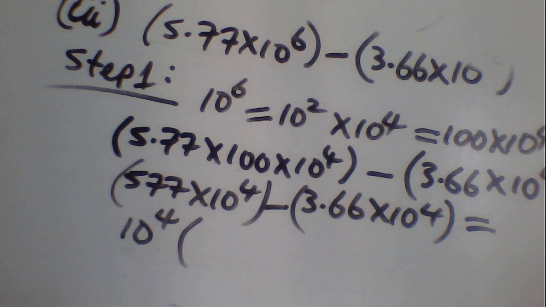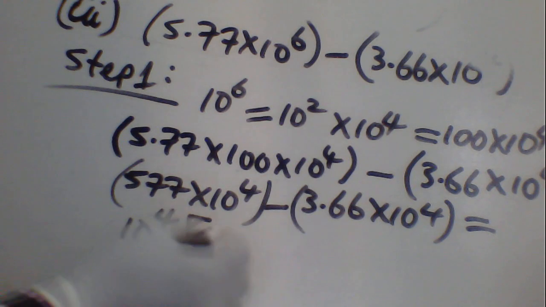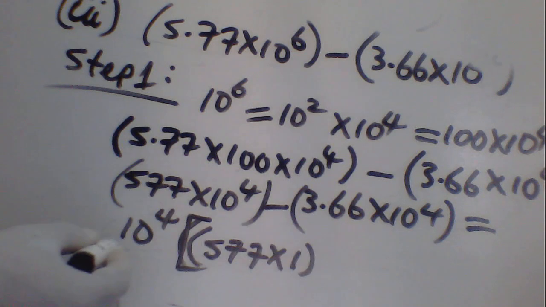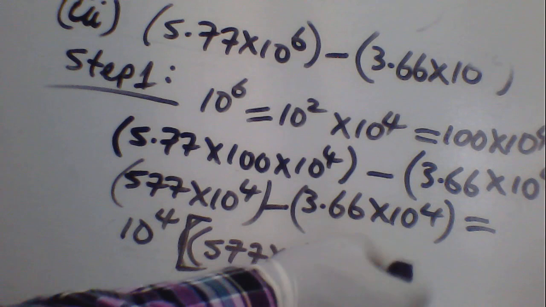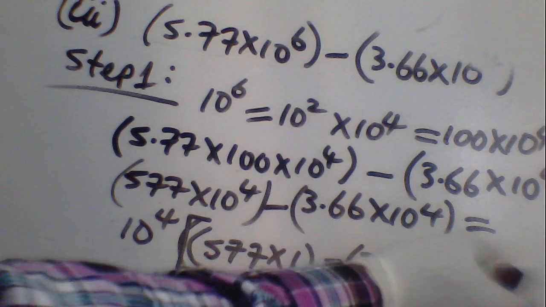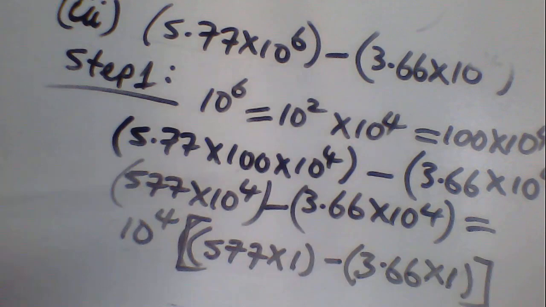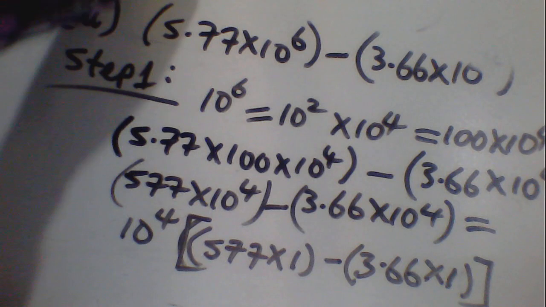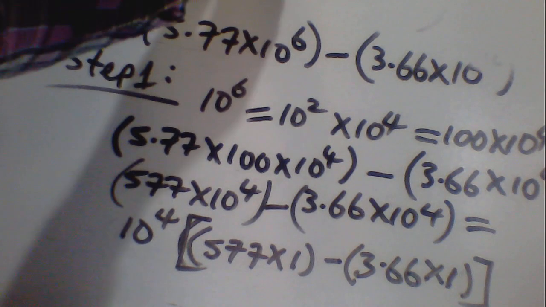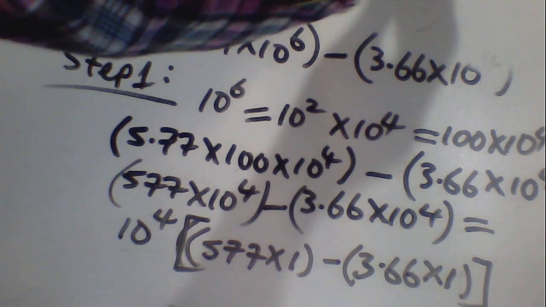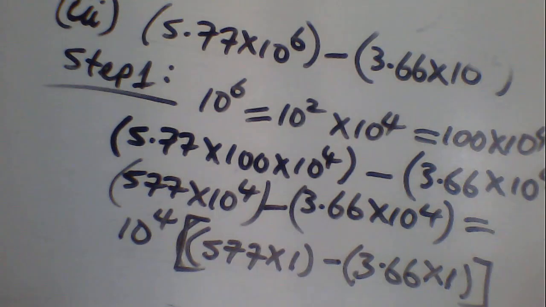So you bring it outside and open a big bracket. So you have 577 times 1, since it is out, minus 3.66 times 10 times 1. You close your bracket. So let's bring it up so that way we'll be able to solve it. We have 577 times 1 minus 3.66 times 1. You close your bracket.